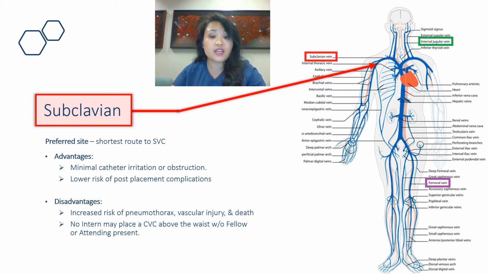The subclavian vein has increased blood flow around the catheter, resulting in minimal catheter irritation or obstruction. This site lowers the risk of post-placement complications, resulting in longer catheter life. Some of the disadvantages are that it increases the risk of a pneumothorax, vascular injury, and death. So absolutely no intern may place a CVC above the waist without a fellow or attending present.